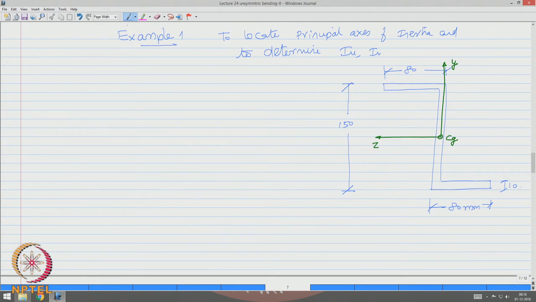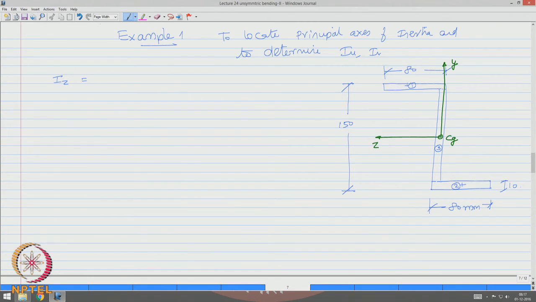Let us first try to find the moment of inertia of the section about these two axes, Iz. We can do this by using the conventional parallel axis theorem. So, I call this piece 1, this as piece 2, and the web as piece 3. Each one of them has a local Cg, which we need to estimate the coordinates of to find the moment of inertia about the z and y axis.